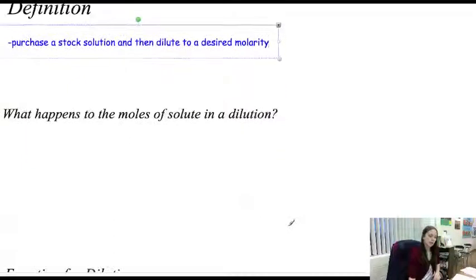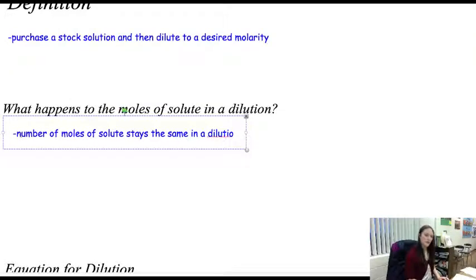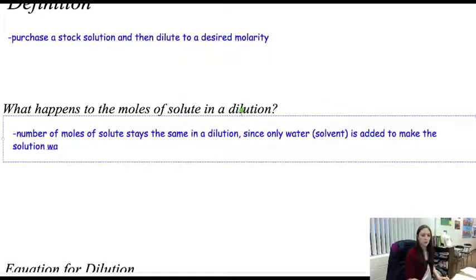So what happens to the moles of a solute in a dilution? When you're diluting, your moles stay the same. This is by definition a dilution. It means that you are making it less concentrated, so all you're doing is adding more water to it, or your solvent. You're just making it weaker. So since your moles stay the same, I don't have to deal with moles when you deal with a dilution, or how much of this I have to dilute, how much of this I need to make a certain molarity of a lower amount.